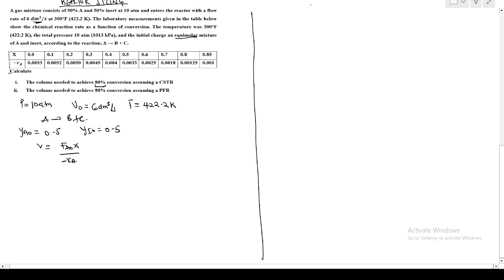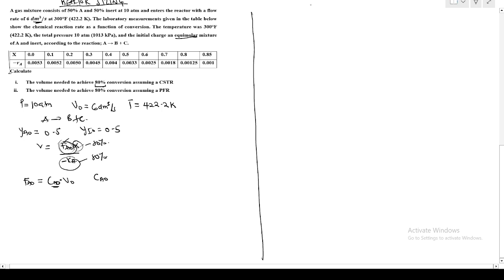FA naught X all over minus RA. So it means that our X here is the conversion we need, which is 80%. Our RA here is the rate of reaction at that 80% conversion. And then our FA naught is our initial molar flow rate. We know this, and then we are left with this. We have to find our initial molar flow rate. FA naught is equal to the initial concentration of A times the initial volumetric flow. So we need to find CA naught too.